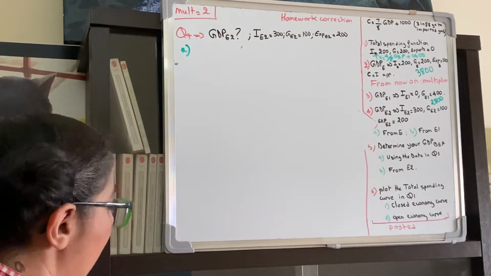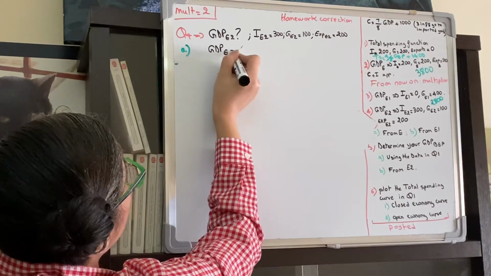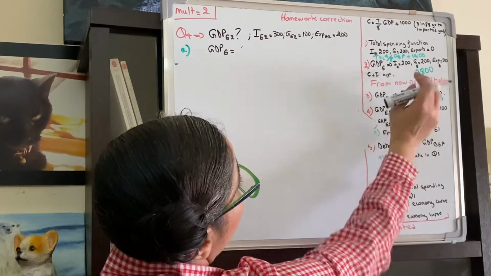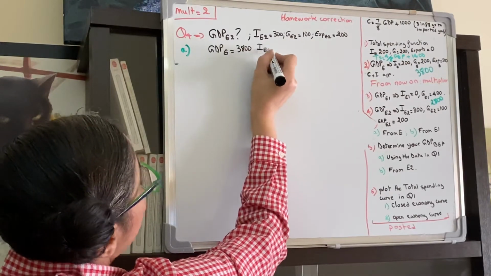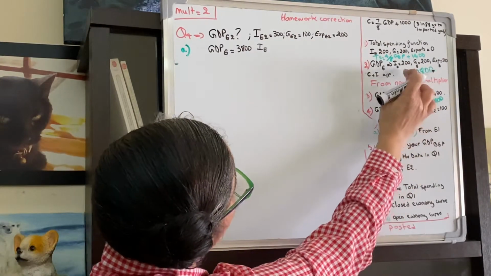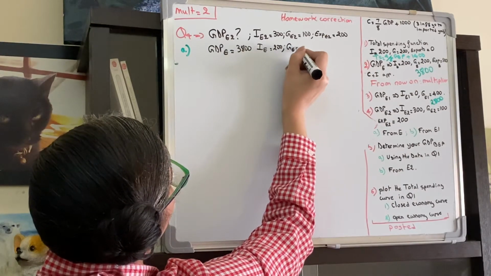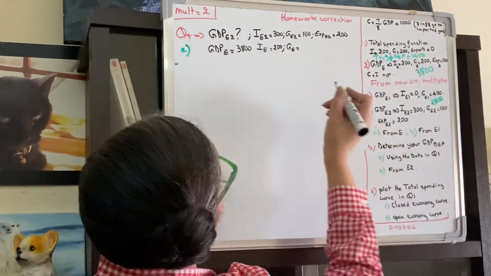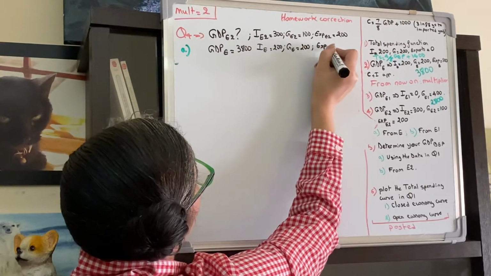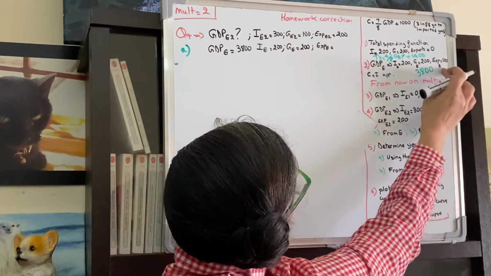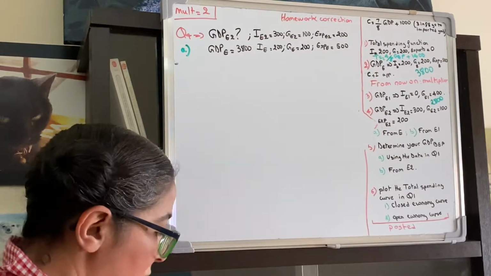So from E, I'm going to need GDP at E. GDP at E is equal to how much? Here it is, so it's 3,800. I at E was equal to 200. G at E was equal to 200. Exports at E were equal to 500. So it's always the new minus the old.